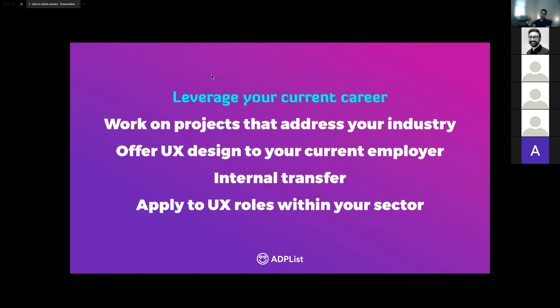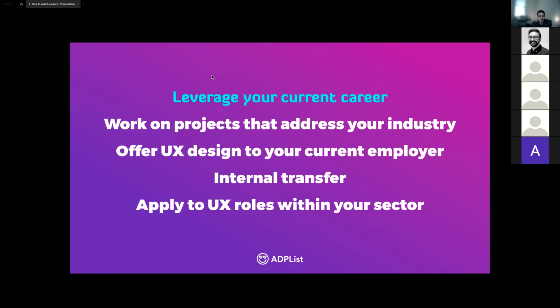Next, think about offering UX design to your current employer. So let's say that you work for a tech company, but you're in the customer support department, totally not related to UX. Talk to your current employer and say, hey, here's the design that I put together to improve our current app. And in addition to that, look into internal transfers. Employers are more likely to offer you the position if they already know you, so they get an idea of your work.